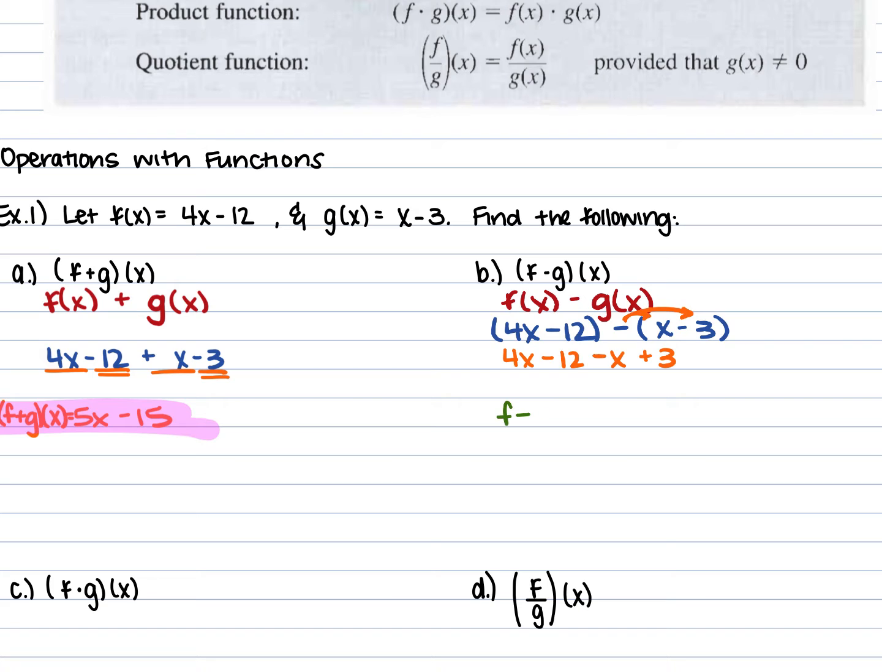So f minus g of x gives us the 4x minus x, which is 3x, and the negative 12 plus 3 is negative 9. So 3x minus 9.